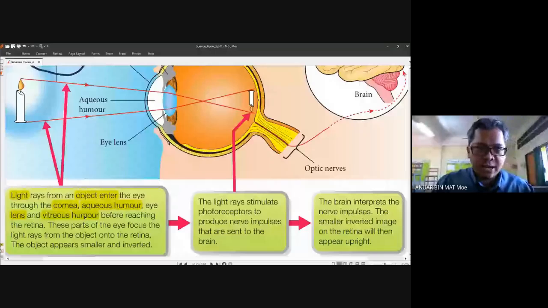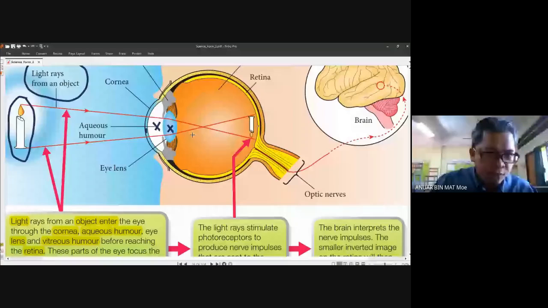For example, what is the object here? The object here is the candle, right? So the light from the candle will first go through the cornea, and then go to the aqueous humor, and then to the lens, and then to the vitreous humor, and then it will reach the retina.